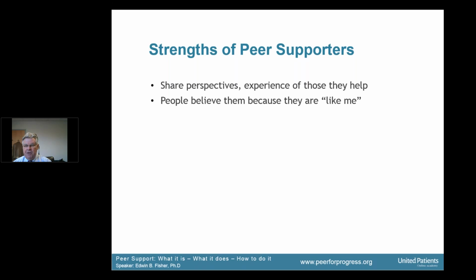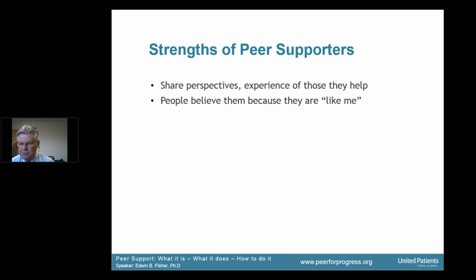Also, people believe them because they are like me. Research on how people change their opinions shows that we look to experts to tell us something is important, but we look to other people like me to make us feel that we can do it. So the doctor may convince me that I need to eat more fruits and vegetables, but talking with somebody who is like me and who has succeeded at that makes me feel that, hey, I can do that.